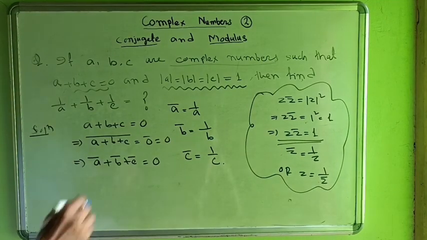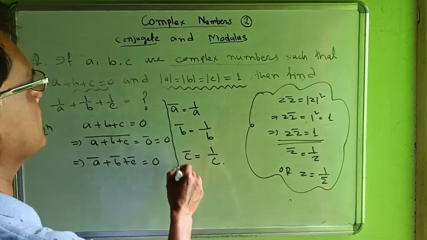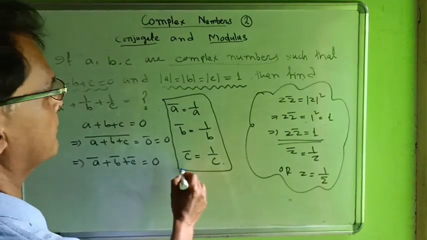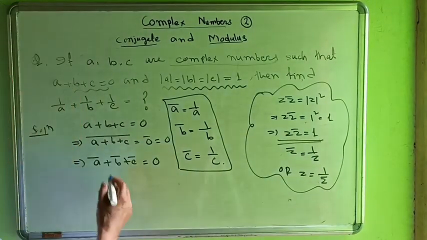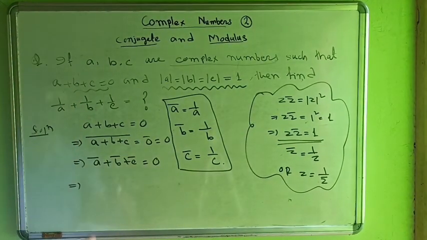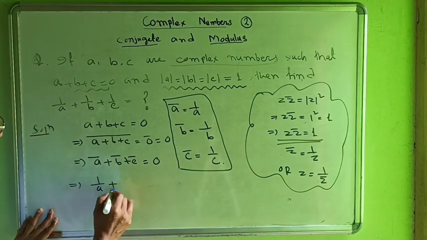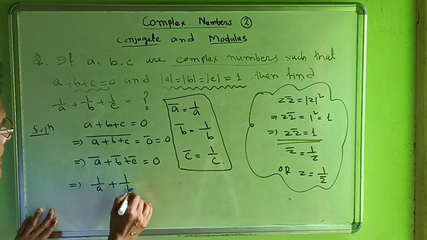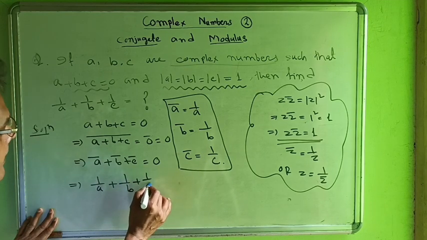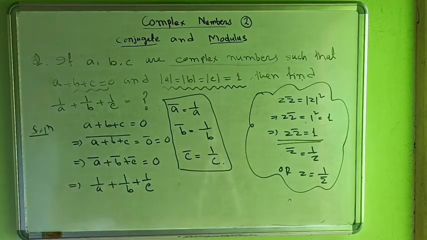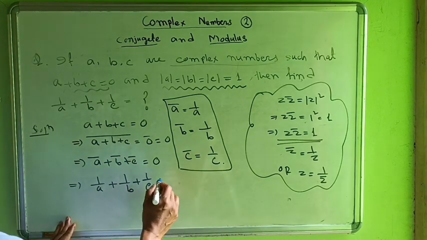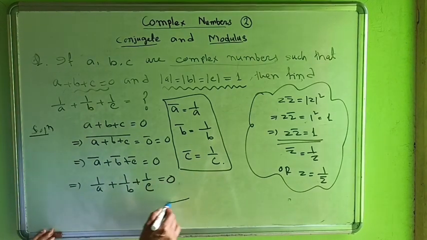That is the condition of being unimodular. From here, therefore, we can write A bar is equal to 1 by A, B bar equal to 1 by B, C bar equal to 1 by C. This is equal to 0. That is the result.